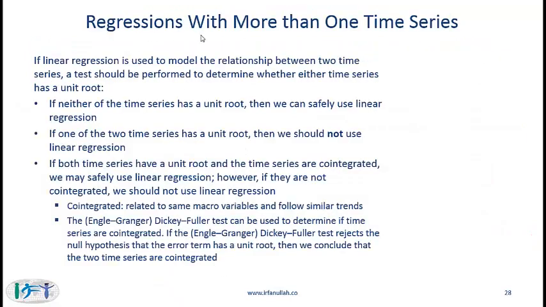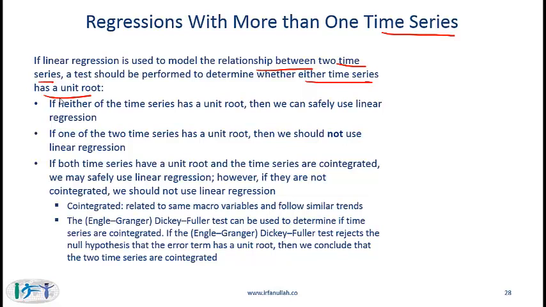All right, regressions with more than one time series. Very often in finance, you are regressing multiple time series data, and the classic scenario is where you find the beta of a stock. To find the beta of a stock, you are regressing the time series of returns of the stock with the time series of returns of an index such as the S&P 500. So what do you need to be careful about? If linear regression is used to model the relationship between two time series, a test should be performed to determine whether either time series has a unit root.